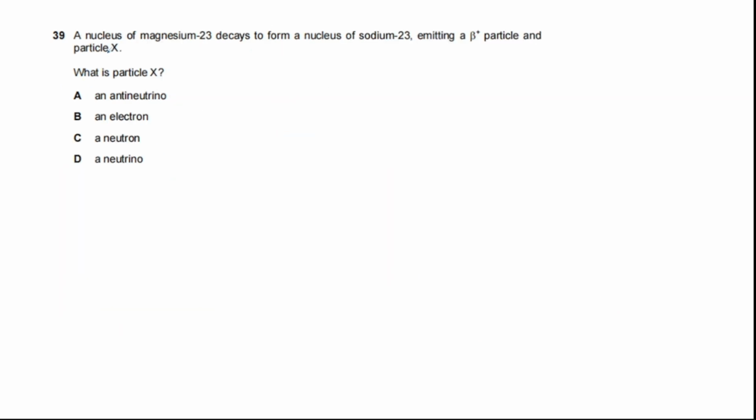Question number 39. A nucleus of magnesium 23 decays to form a nucleus of sodium 23, emitting a beta plus particle and a particle X. What is particle X? This is how the magnesium changes into sodium by emitting a beta plus, which is a positron. Along with that you will be getting a neutrino. So the correct option is option D.